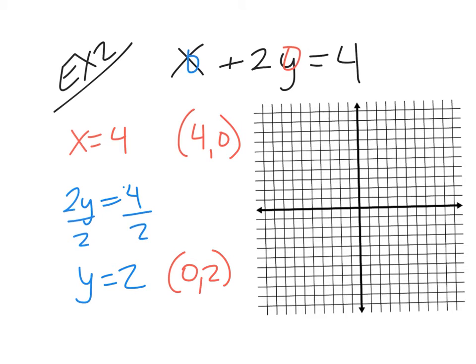All right, so we graph these. On the x line, we go to the right how many? 4. Yep. And on the y line, we go up 2. Yay. Any questions?